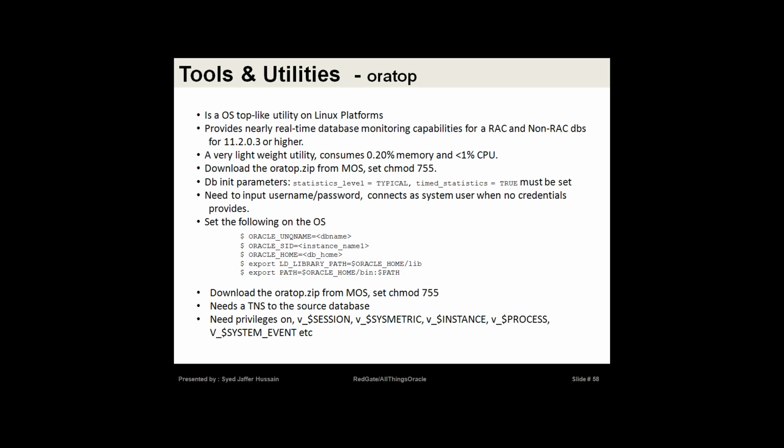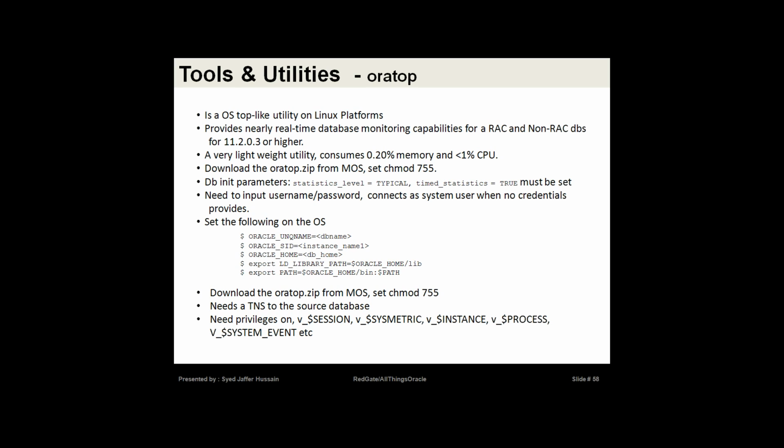It's a very light utility, consuming about 0.20 memory and less than 1% of CPU. This is not available from the internet. You cannot download it, unfortunately. You have to have a My Oracle Support login, download the OraTop zip file, unzip it, and set the permission mode to 755. And make sure that for the database you are going to monitor with this utility, you have set the statistics level to typical and time statistics are turned on.